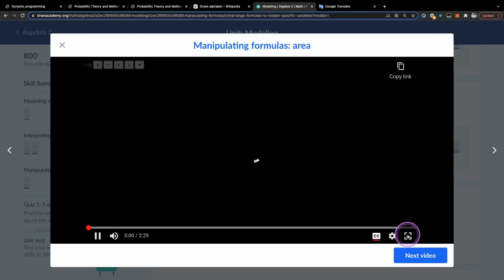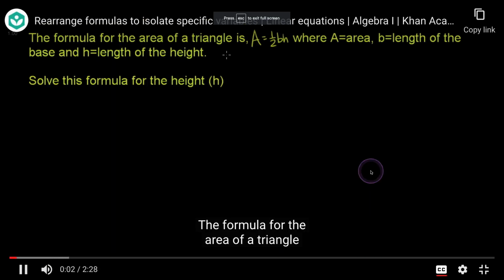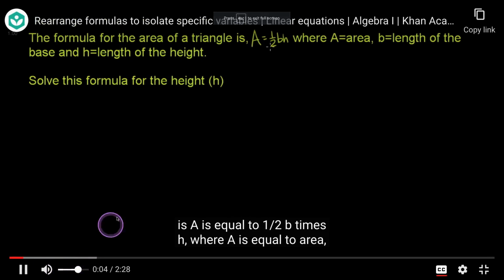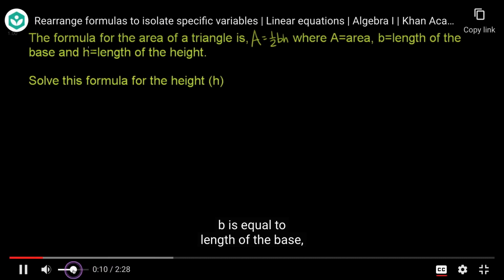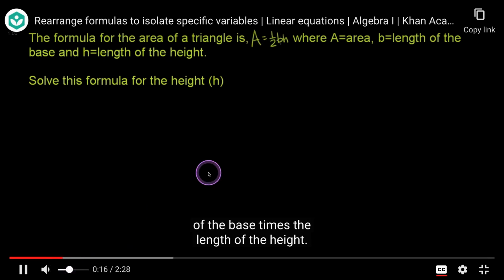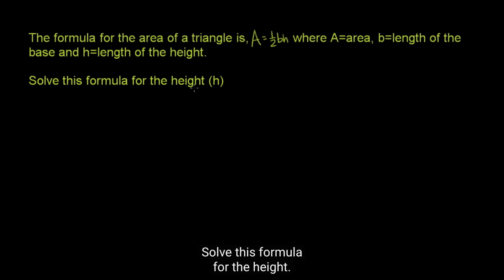That's all. The formula for the area of a triangle is A is equal to 1/2 B times H, where A is equal to area, B is equal to length of the base, and H is equal to the length of the height. So area is equal to 1/2 times the length of the base times the length of the height. Solve this formula for the height.